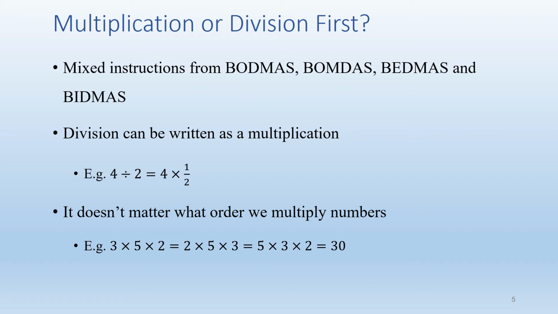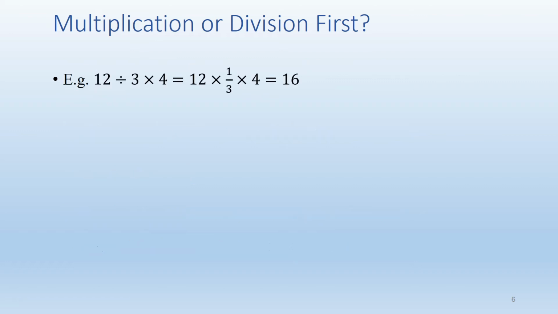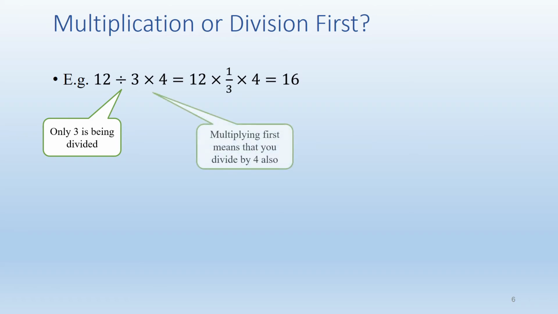And so it doesn't make sense to say, yes, we must do multiplication first, or yes, we must do division first. And again, if we have this sum over here, we're dividing by 3 and then multiplying by 4, we can see that we're only dividing by 3. If we do the multiply first, 3 times 4 is 12. That means we're dividing by 3 and 4. If I wanted you to divide by the 4, I would have written divide by 4 there, of course.